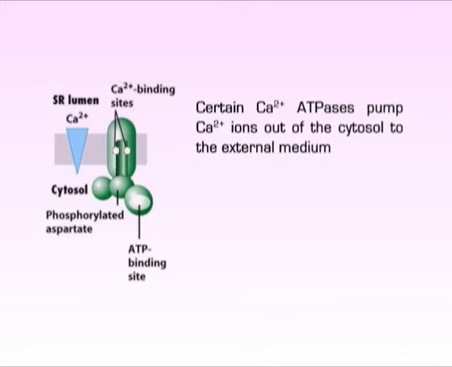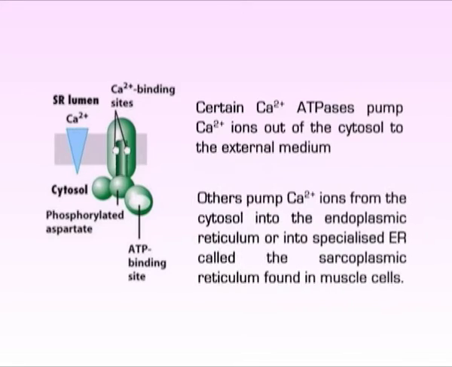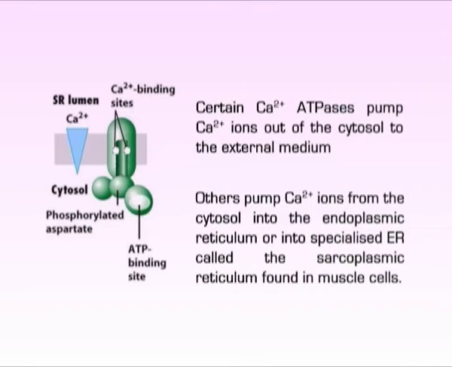Certain calcium ion ATPases pump calcium ions out of the cytosol to the external medium. Others pump calcium ions from the cytosol into the endoplasmic reticulum or into specialized endoplasmic reticulum called the sarcoplasmic reticulum found in muscle cells. Another member of the P class, found in the acid-secreting cells of the mammalian stomach, transports protons, which are hydrogen ions, out of and potassium ions into the cell.